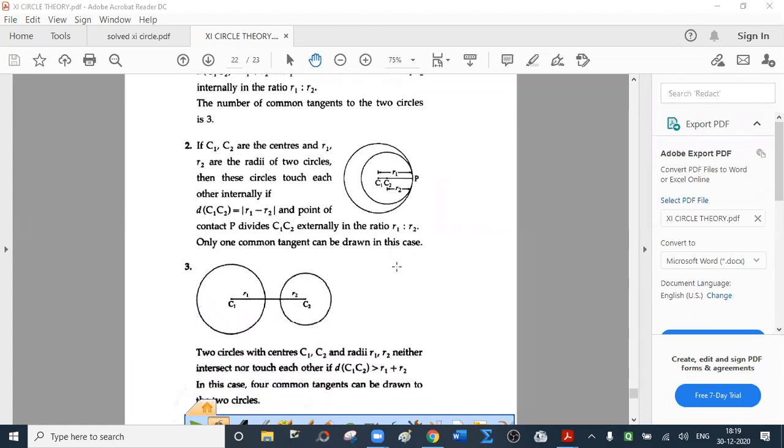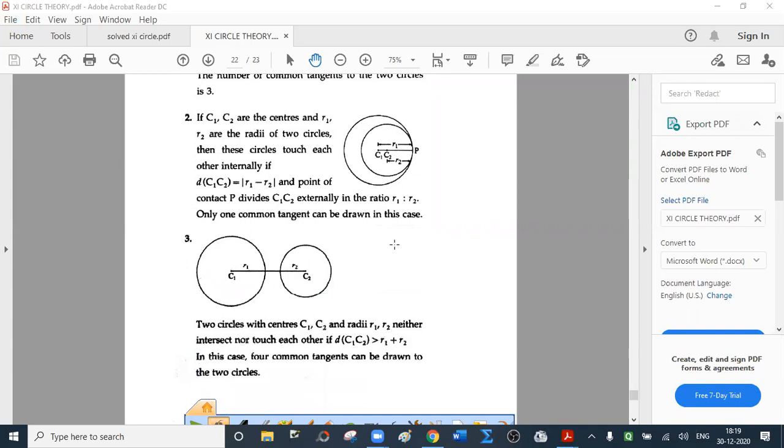Third case, this is interesting. Two circles with centers C1 and C2 and radii R1, R2 neither intersect nor touch each other if distance between centers, that is distance C1, C2 is greater than R1 plus R2. In this case, four common tangents can be drawn. See, this is first, this is second, this is third, and this is fourth. Is that clear? Yes, this part is important and interesting.